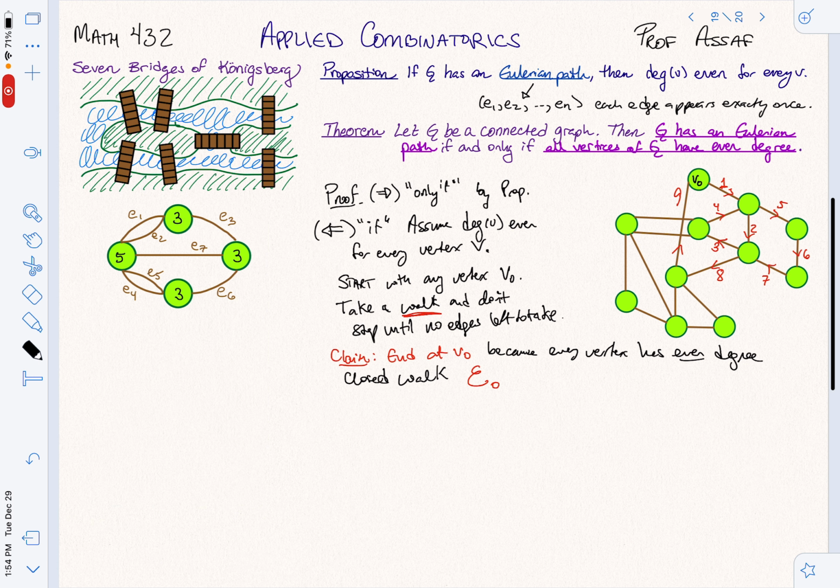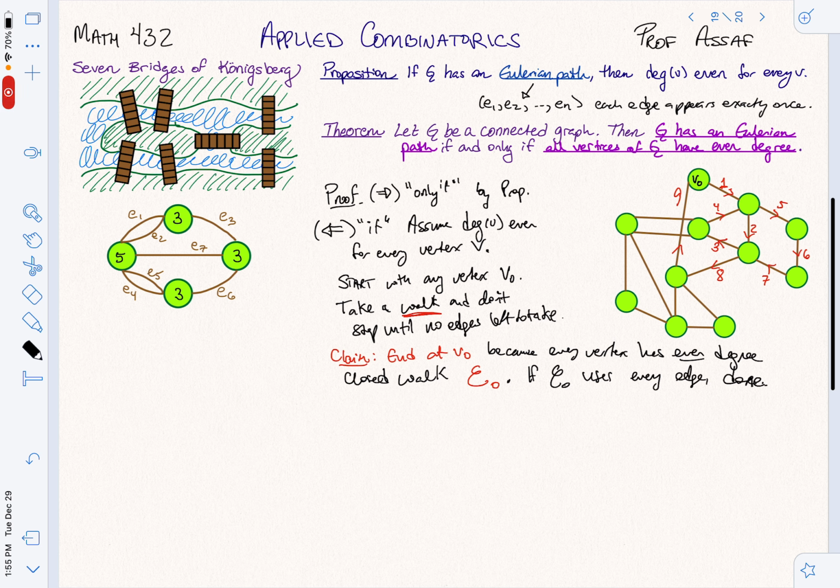So that's a closed walk. Now it could be that I traversed every edge. So if C naught uses every edge, then we're done. We've actually constructed an Eulerian path. That's really what an Eulerian path is, right? It's a closed walk that uses every edge, right? Because the walk tells me to do it once.